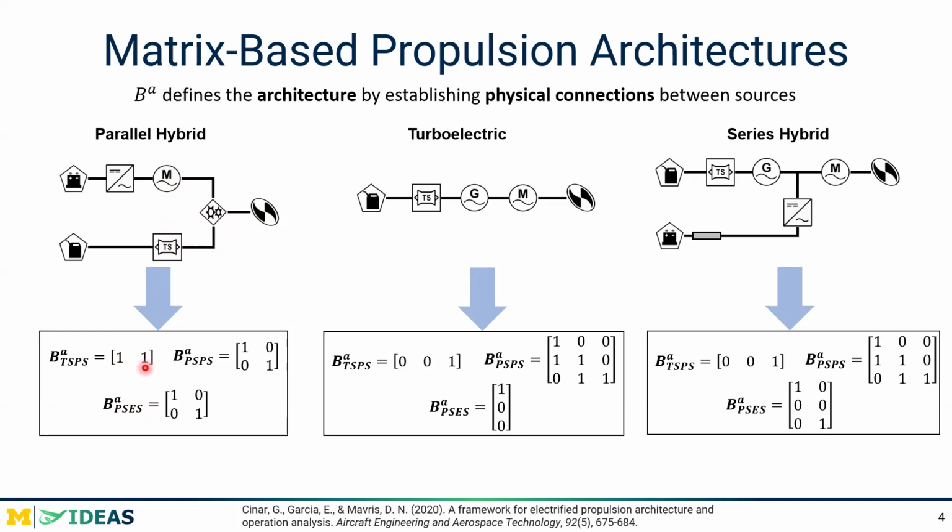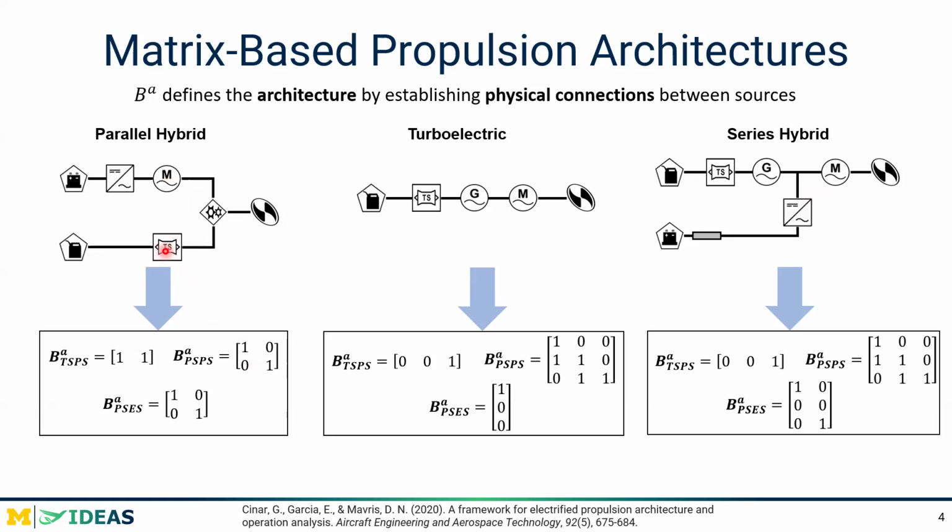Now, you'll notice that in the parallel hybrid configuration, none of the power sources are connected in series like they are in the turboelectric and the series hybrid case. So what we say is that the power sources are not driving anything else but themselves, which is why we have the 1s on the diagonal of the PS-PS matrix. The electric motor is driving itself, and the gas turbine engine is driving itself as well.